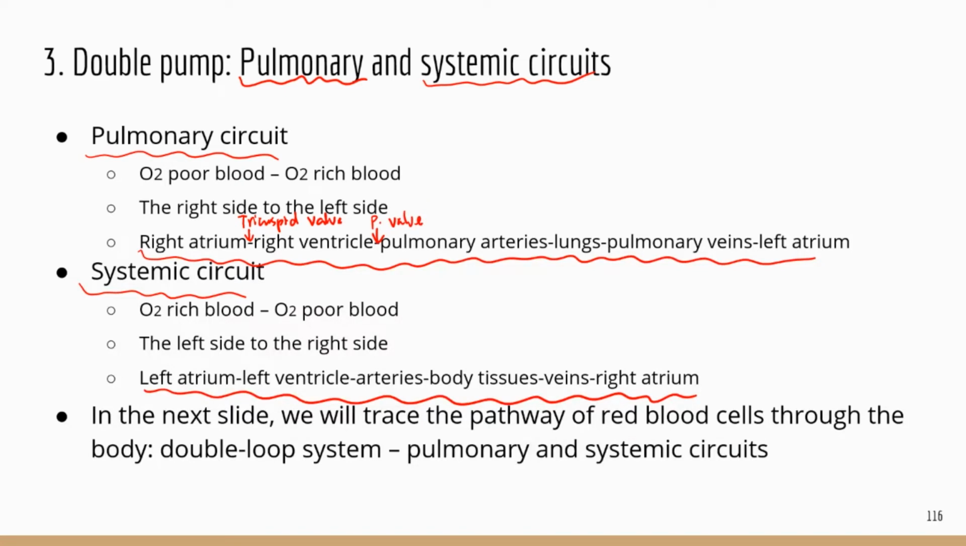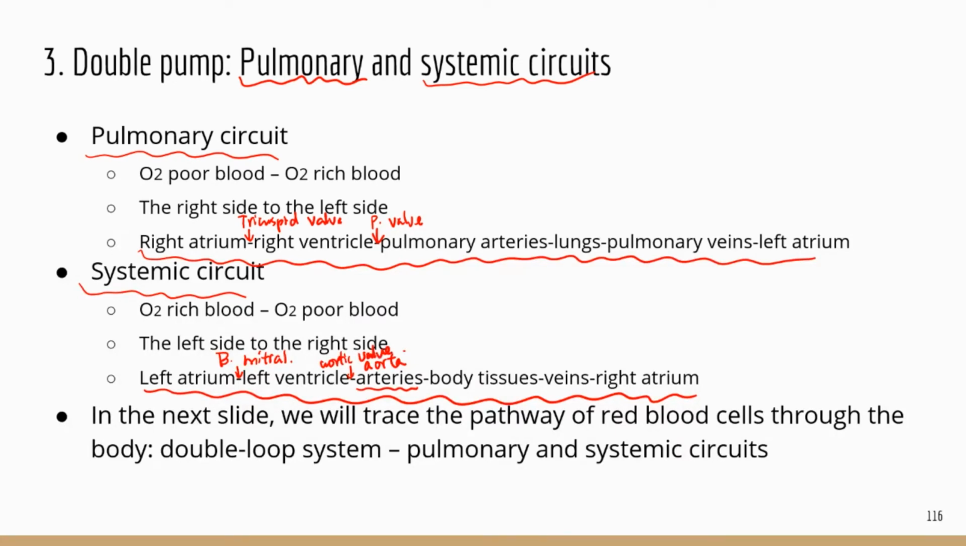Okay? Same thing for the systemic circuit. In between the left atrium and the left ventricle, right here, you have the bicuspid valve or the mitral valve. And in between the left ventricle and arteries, so we're going to be more specific, the left ventricle is going to pump blood to aorta first, right? Aorta branches off to different arteries. So in between that, you have aortic valve.